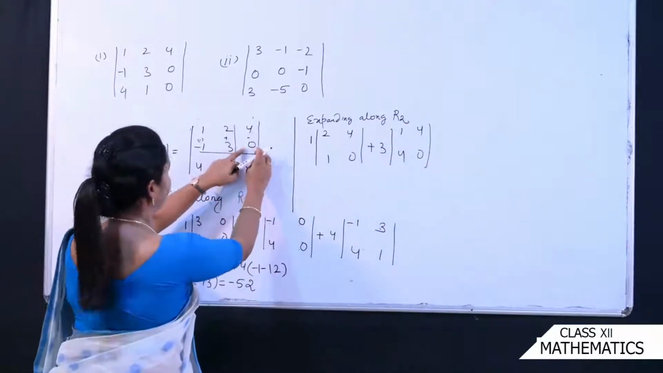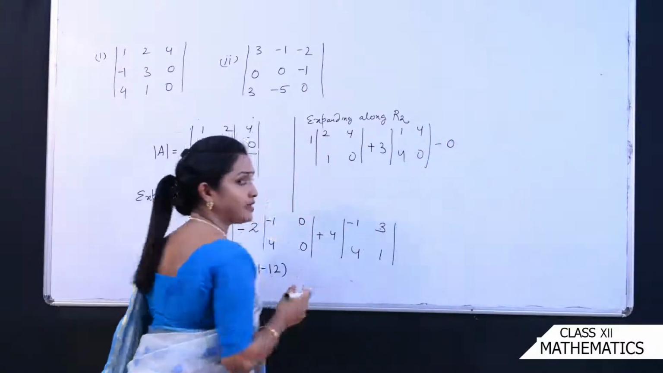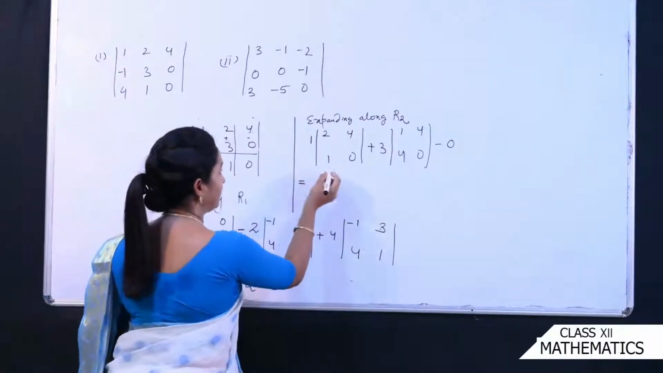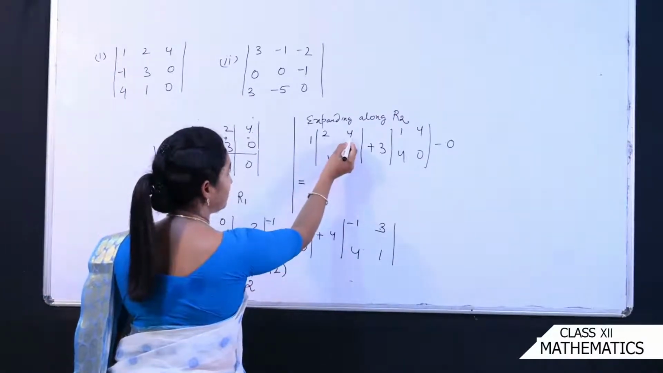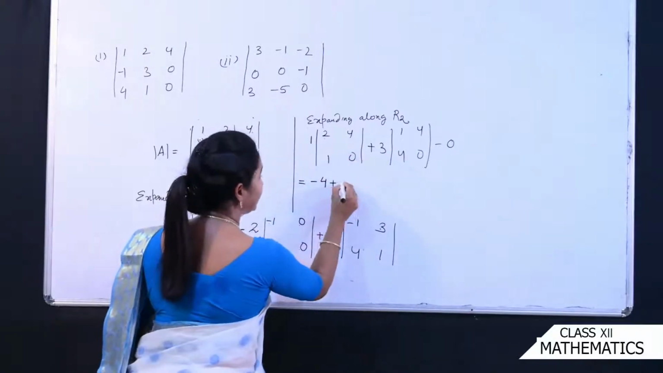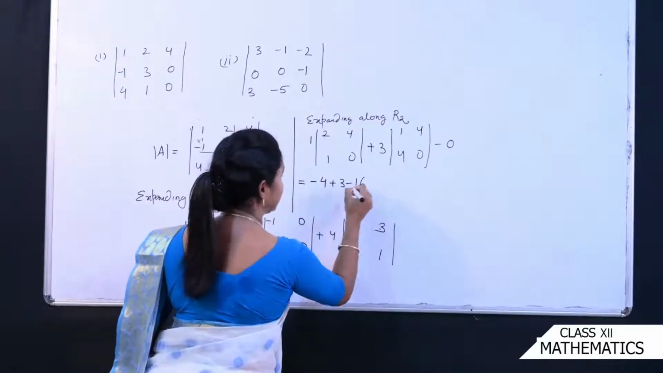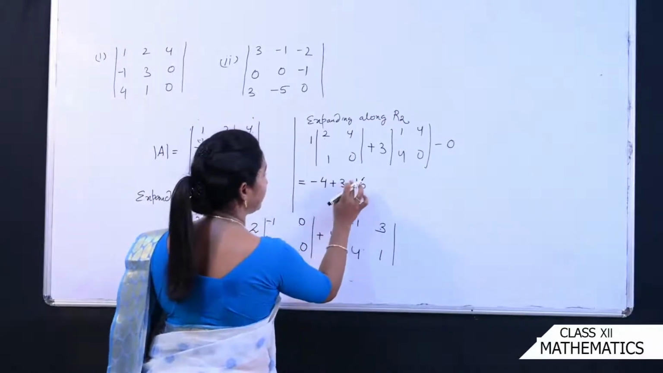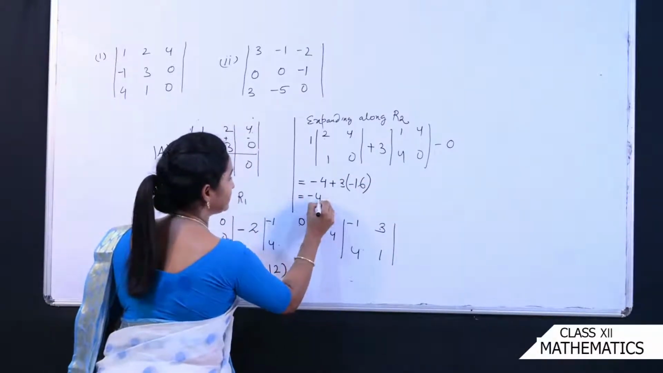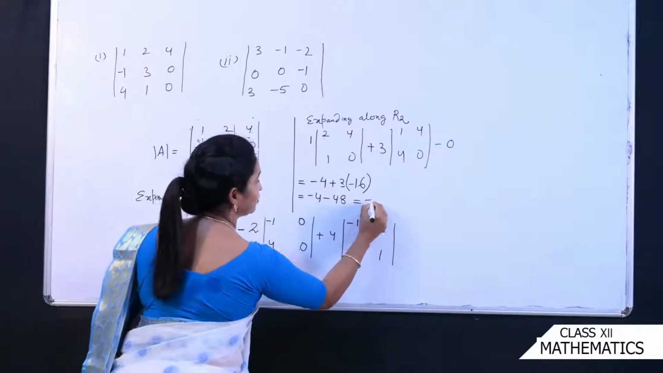Now when you talk about the third one, it is already 0, so when 0 is multiplied with any number it will be again 0, so no need of showing it there. Now what you get finally: 2 into 0 0 -4, so you get -4 here. Here +3 into 1 into 0 0 -16, so here you get 3 into -16, so that is -4 -48, and that is equal to -52.